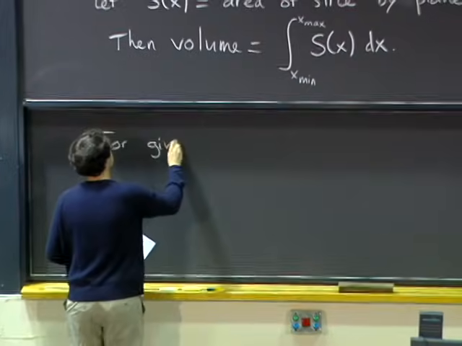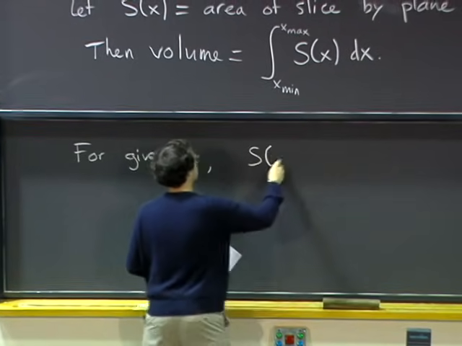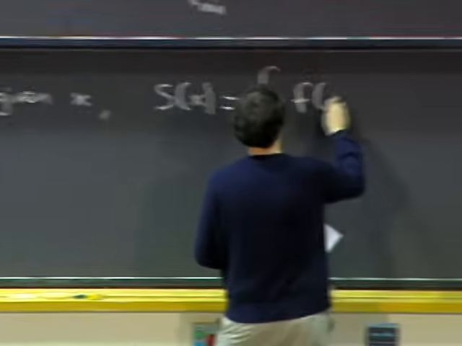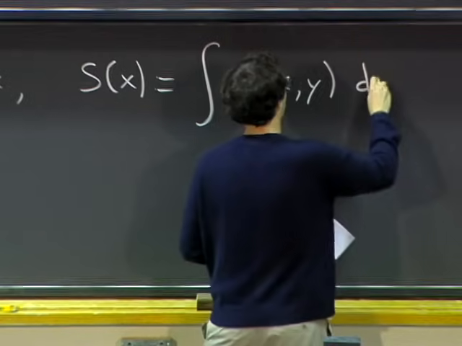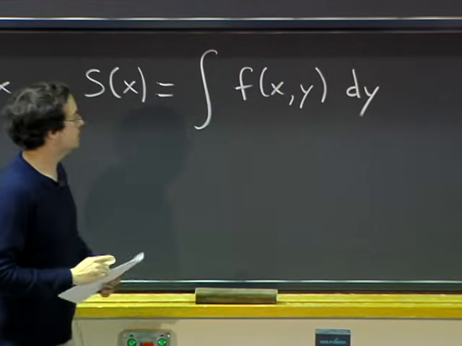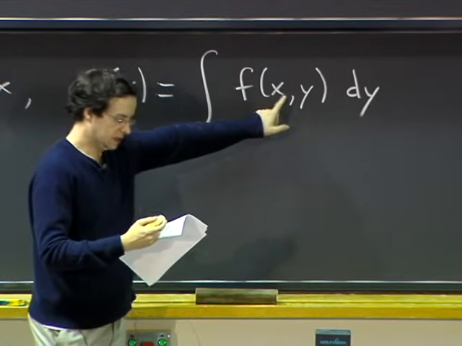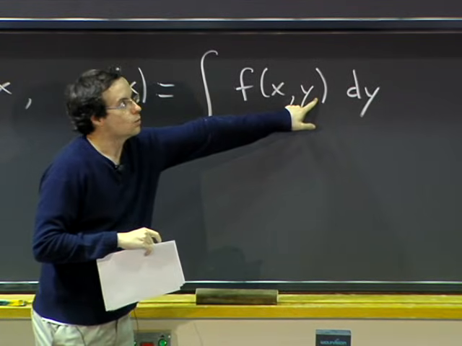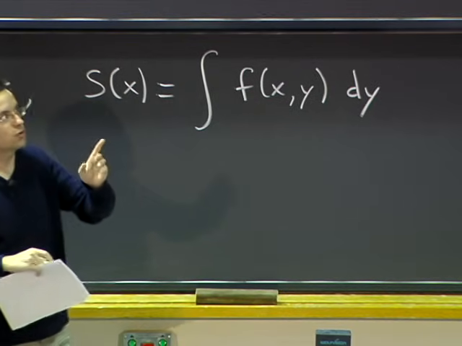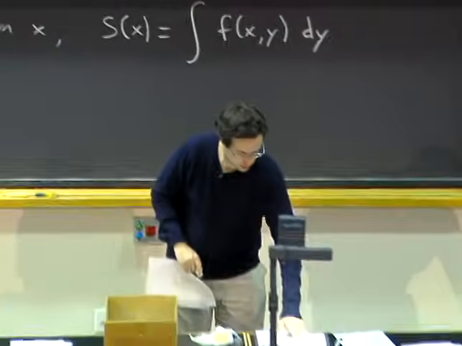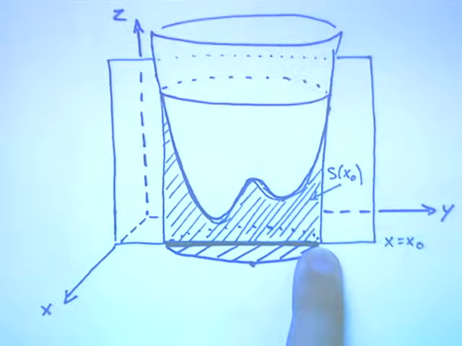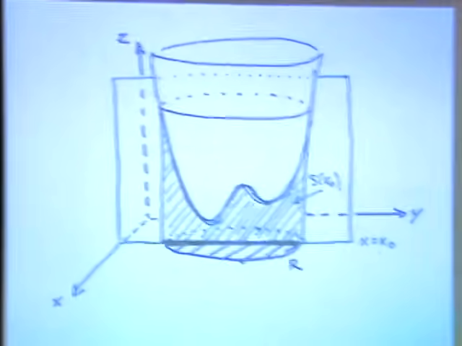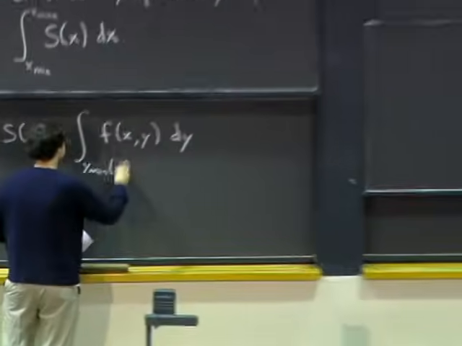For a given x, the area S of x you can compute as an integral of f of x,y dy, where now x is a constant, and y will be the variable of integration. What's the range for y? Well, it's from the leftmost point to the rightmost point on the given slice. So there's a big catch here. That's a very important thing to remember.